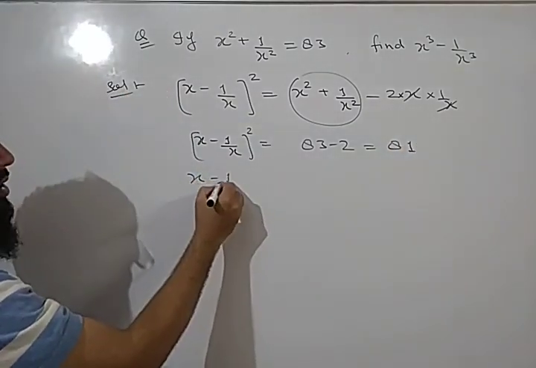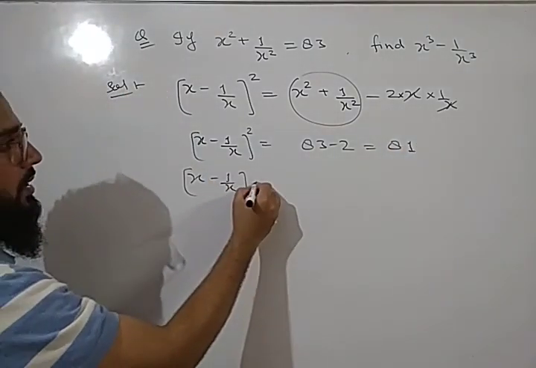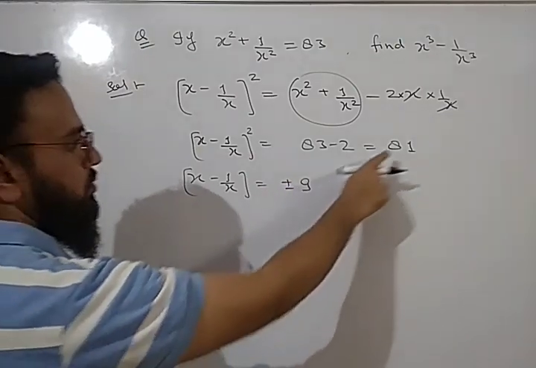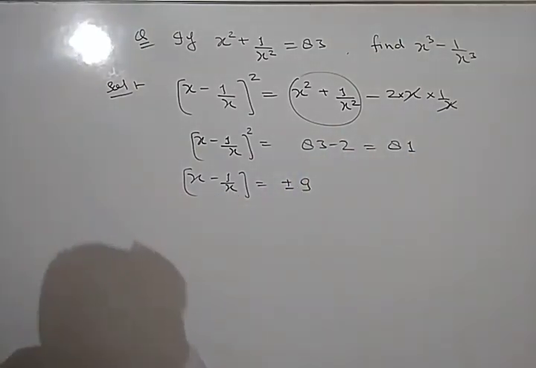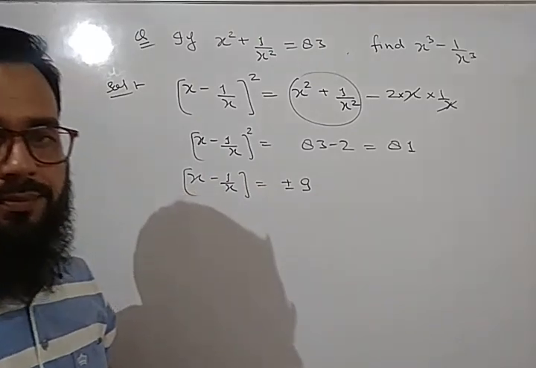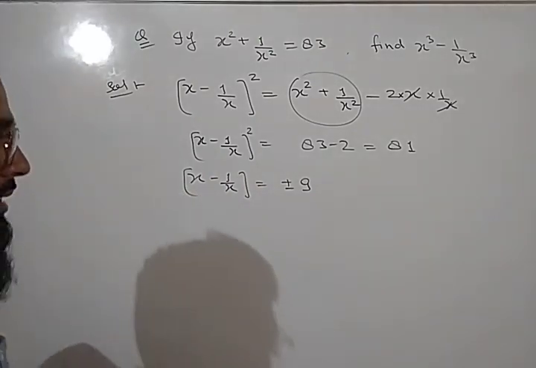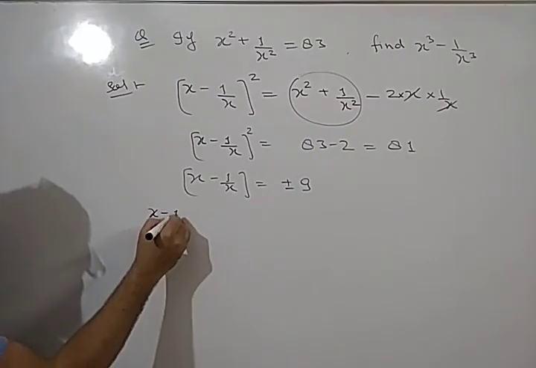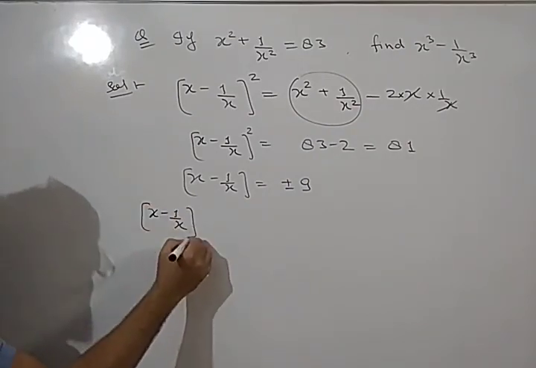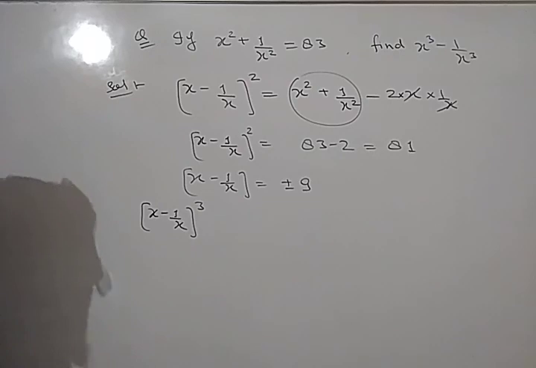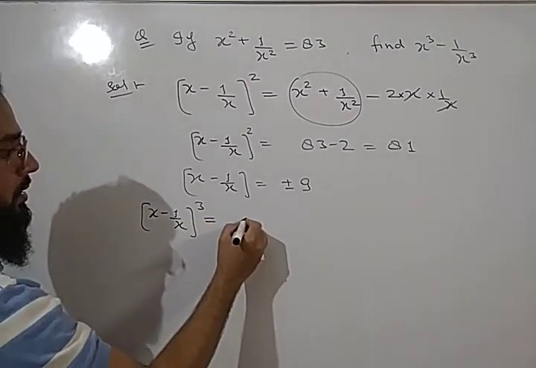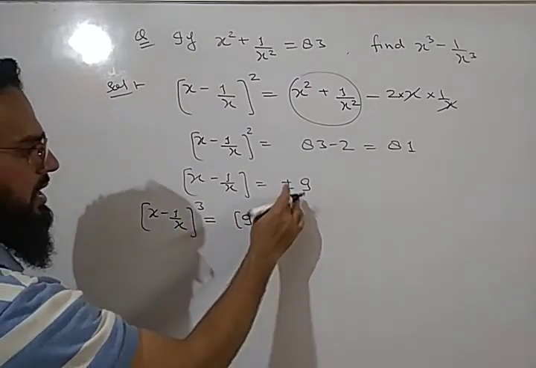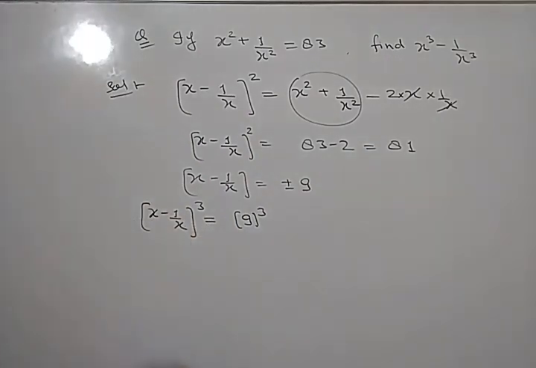So we will get the value of x minus 1 upon x is equal to plus minus 9. Square root of 81 will be 9, and we will use both the signs, plus minus 9. Clear? Now again we have to find this term. So now we will use x minus 1 upon x whole cube. Cubing this term will be equal to 9 cube. We will take only the positive sign for the calculation.